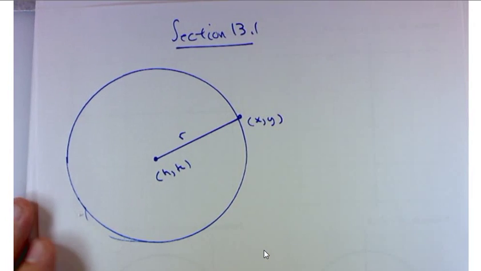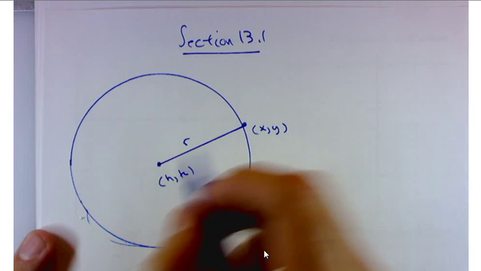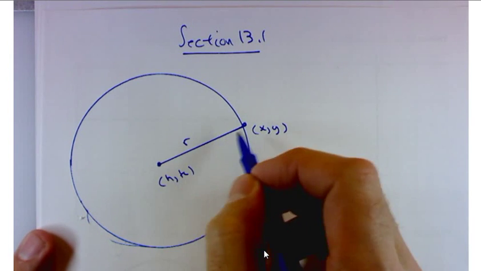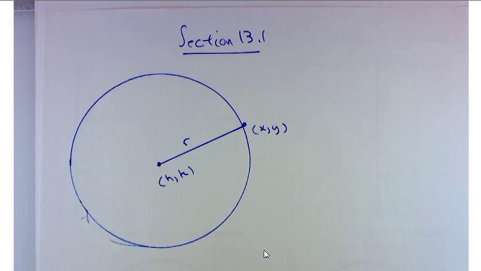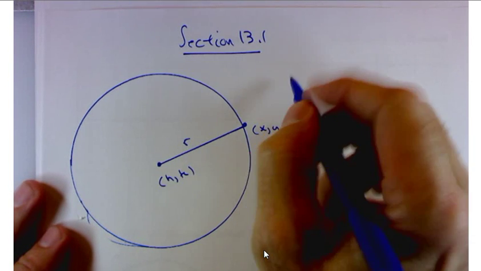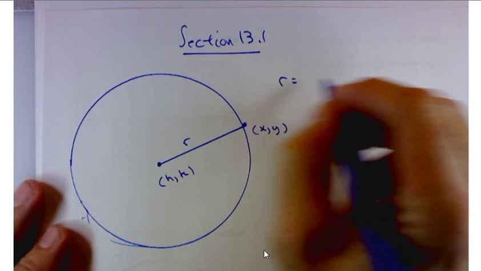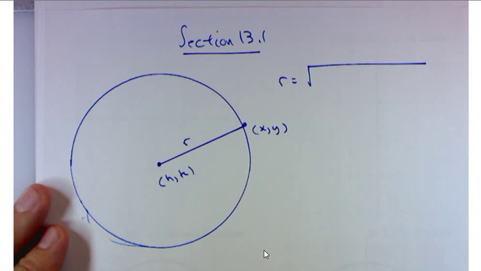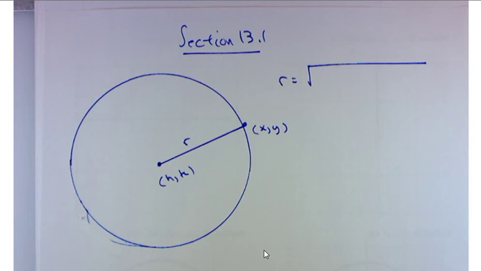Well, here's some good review for you. We have a formula that allows us to compute the distance between two points. So the distance between those two points, that distance is R. It's a square root of something. Does anyone remember what it's a square root of?